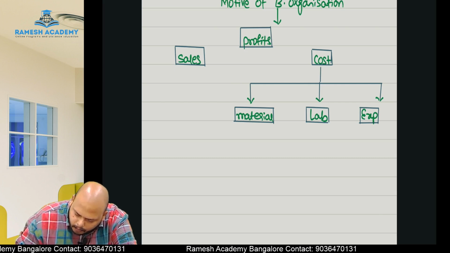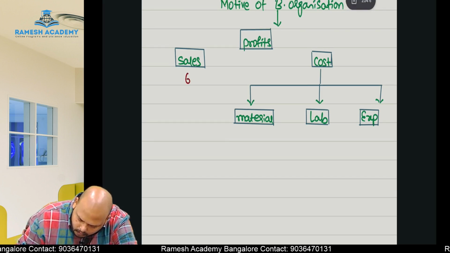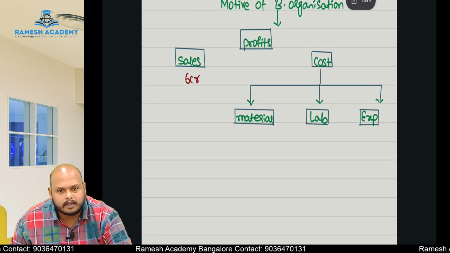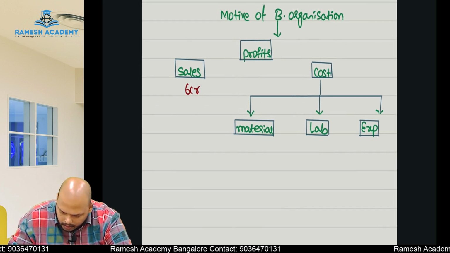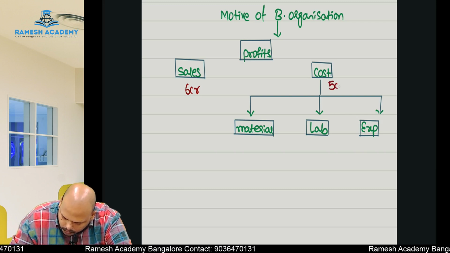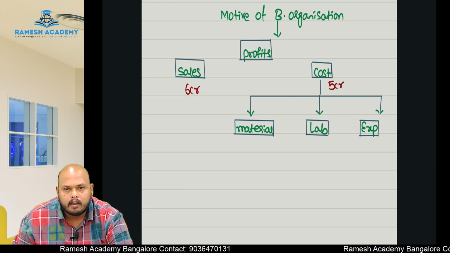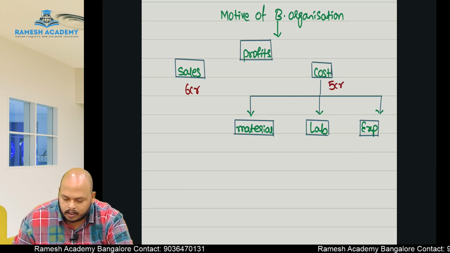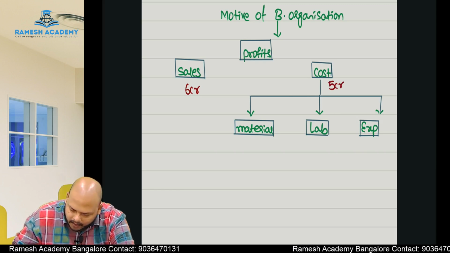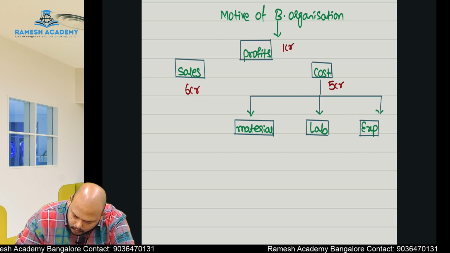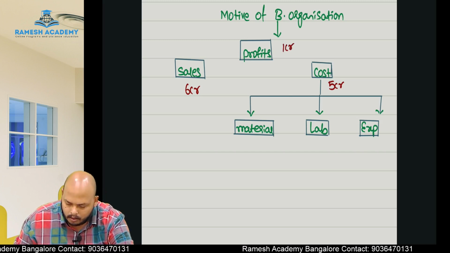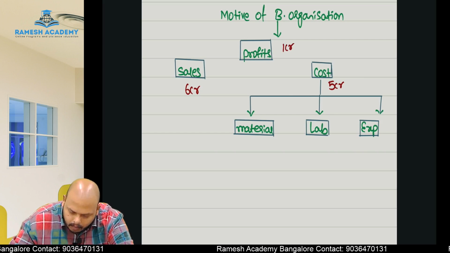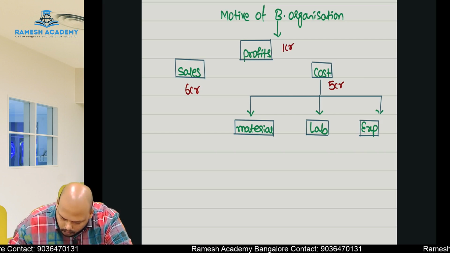suppose let us assume sales is 6 crores. And let us assume cost is 5 crores. When the sales is 6 crores and the cost is 5 crores, how much will be the profit? The profit will be 1 crore, right? So the profit will be 1 crore. Okay?